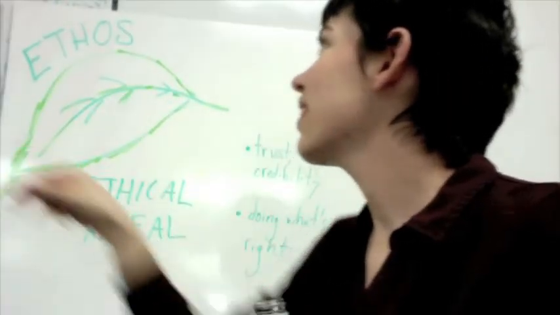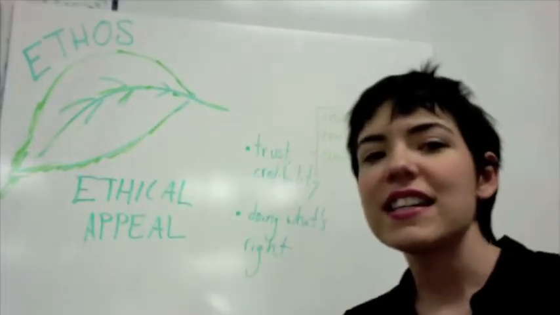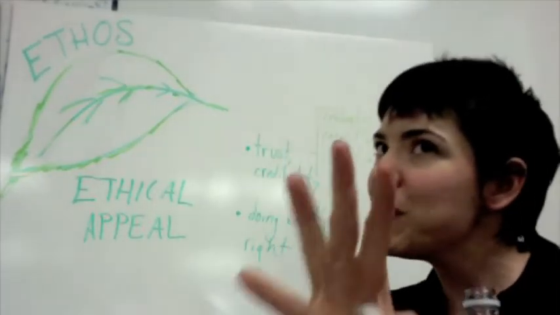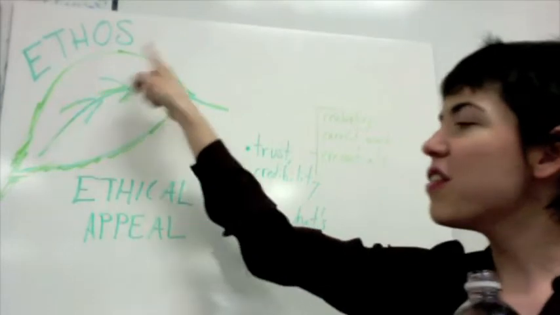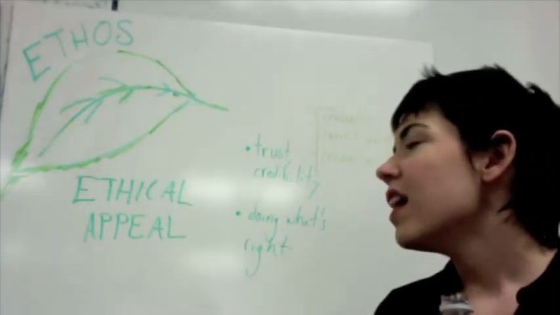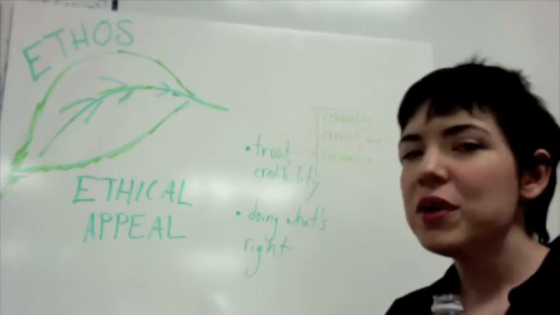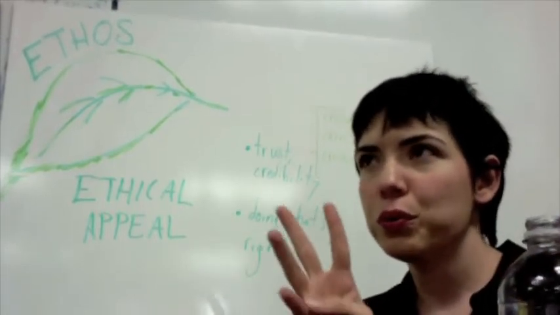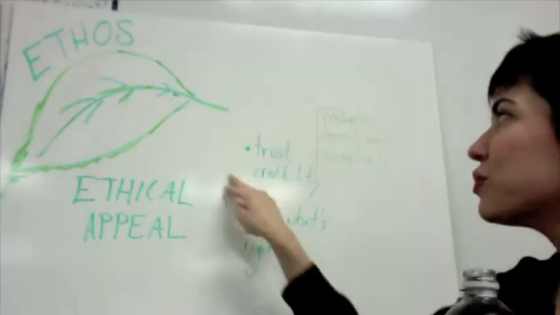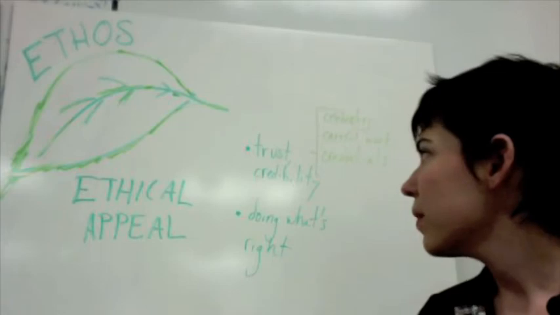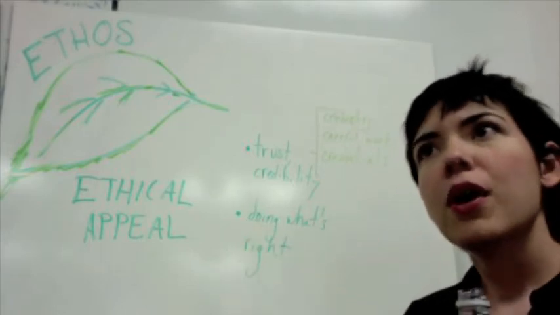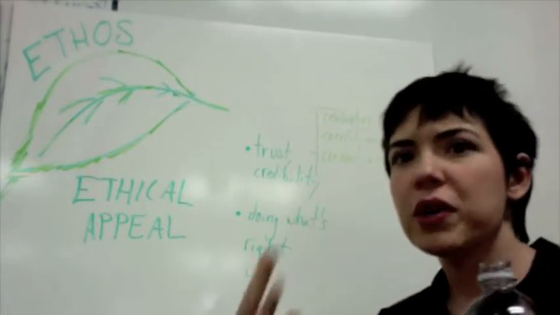Now, the last of the appeals is ethos. And ethos, you can remember this one pretty easily too, because ethos sounds a lot like ethical appeal. And ethical appeal really can be broken into two categories. The first of these categories is trust, credibility. The second is doing what is right. Okay, let's talk first about trust and credibility.